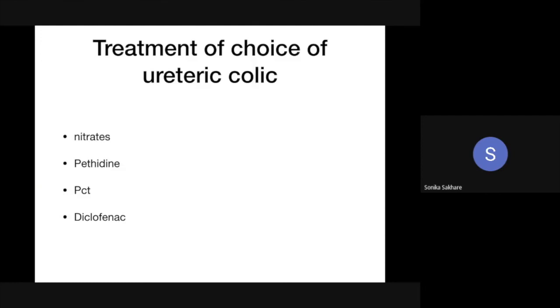Treatment of choice for ureteric colic. If we have to give one drug to manage the pain, what would that drug be? Nitrates, pethidine, paracetamol, or diclofenac? So nitrates have no role here. Correct? Diclofenac is the drug of choice. Even if you have any other drugs, diclofenac is the drug of choice. Pethidine is a type of opioid, but it's not indicated in this. The answer is diclofenac.